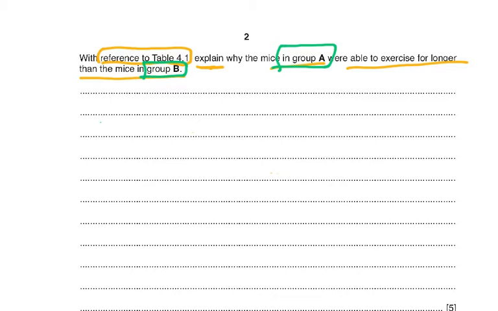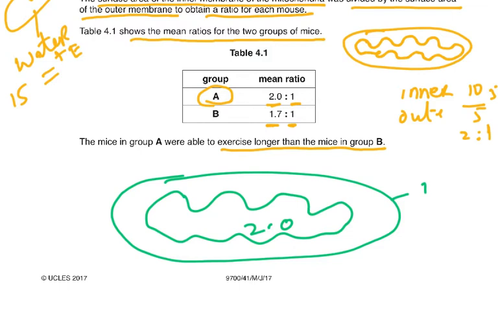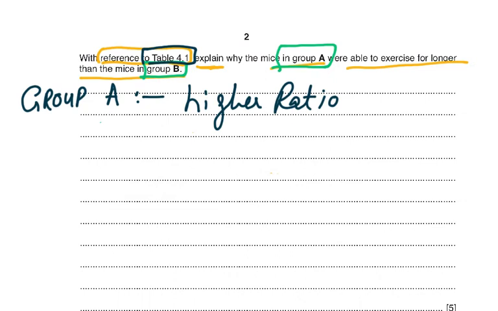So I always ask you all to write down whichever group you're talking about. Just write down group A, put a dot, and then put something like this: group A has a higher ratio. And now you're referring to table 4.1. So it has a higher ratio, 2:1. Now just writing that got you 1 mark. So this is the first mark scheme point.